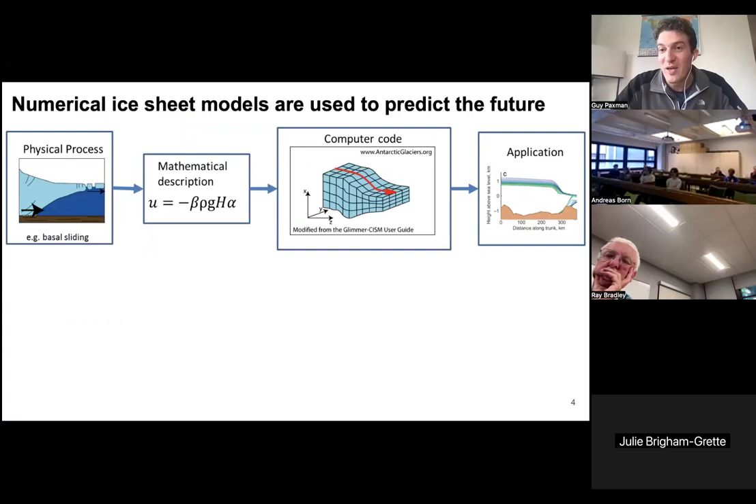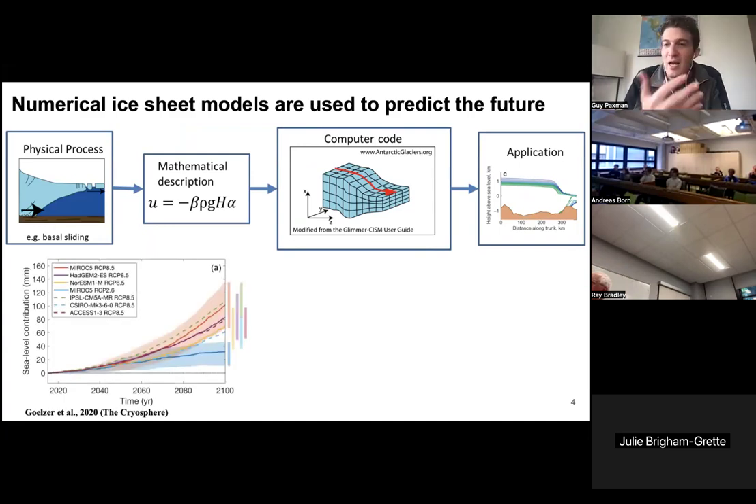The main tool we use to answer that question is numerical ice sheet models. In very simplistic terms, an ice sheet model takes a number of physical processes which we think govern how ice sheets behave, formulates a mathematical description of those processes, encodes them in computer code, and then applies that model to a particular problem. In this case, that could be predicting how the ice sheet will respond to ongoing and future ocean and atmosphere warming.